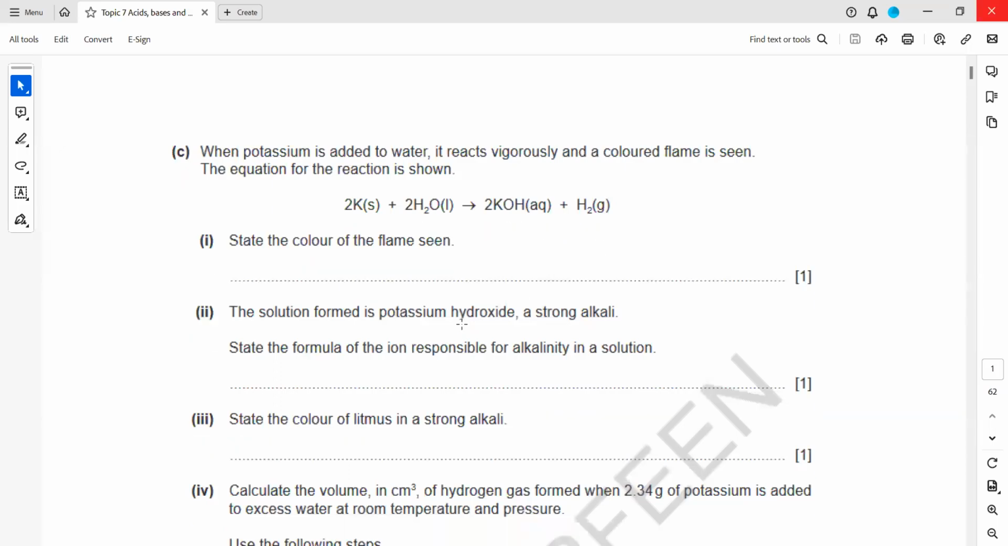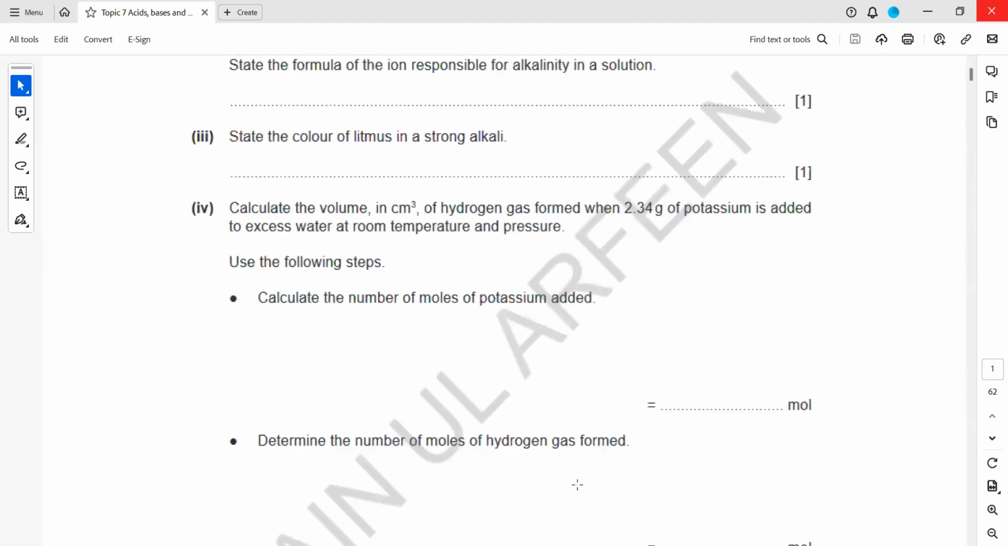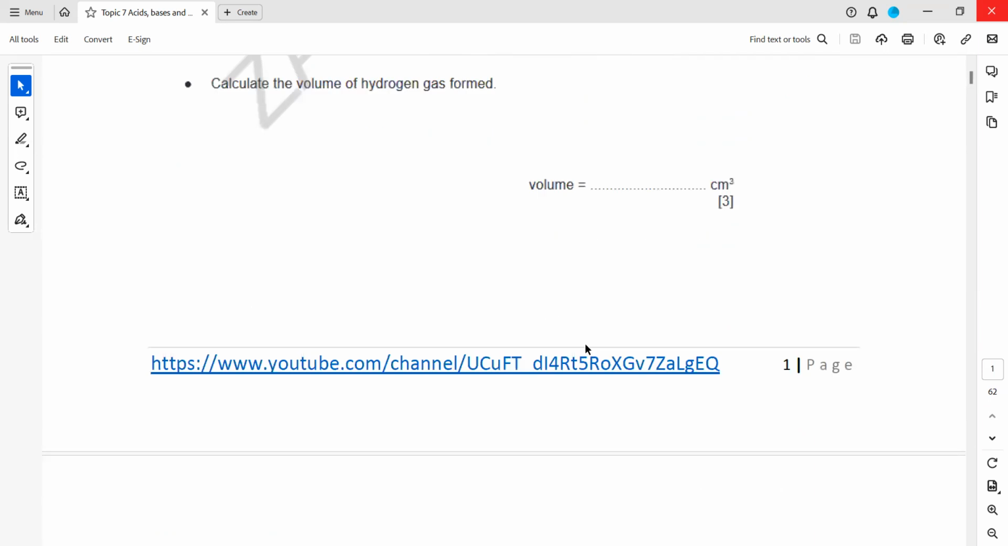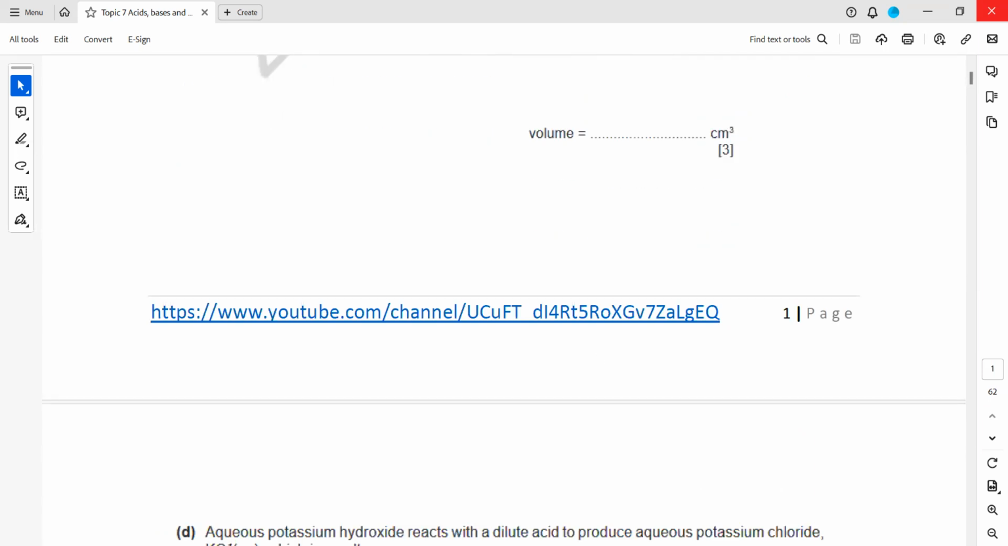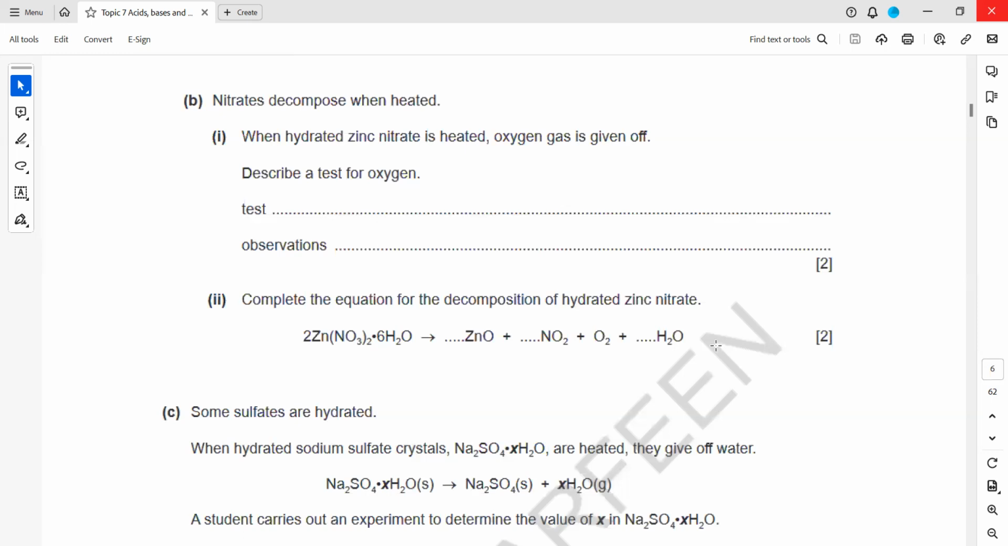So this is a classified paper related to the topic acid, base, and alkali. We did the first 5 pages from this topic, so we will start with page 6. You can use screen annotation to answer these questions. You can also use the chat.